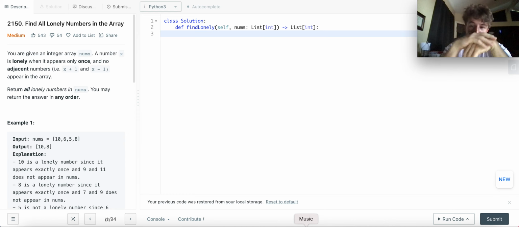This is a very simple problem. There's not much else to say. This is 2150 5. Find all lonely numbers in the array.